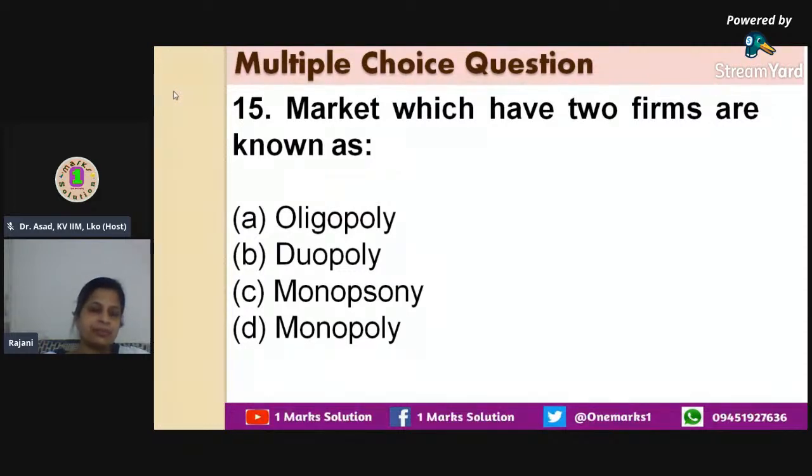Monopsony means one buyer with many sellers, and monopoly means a single seller. So option B is the correct answer. Duopoly: two firms, two sellers in the market. It's known as duopoly.